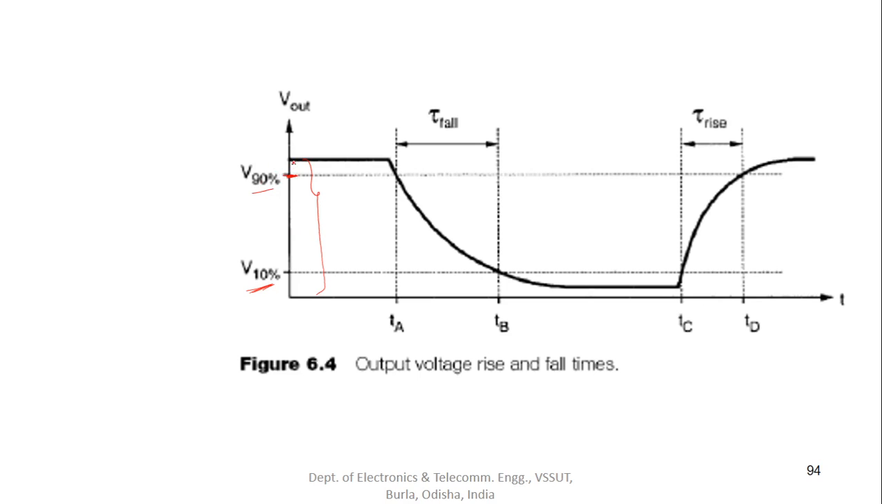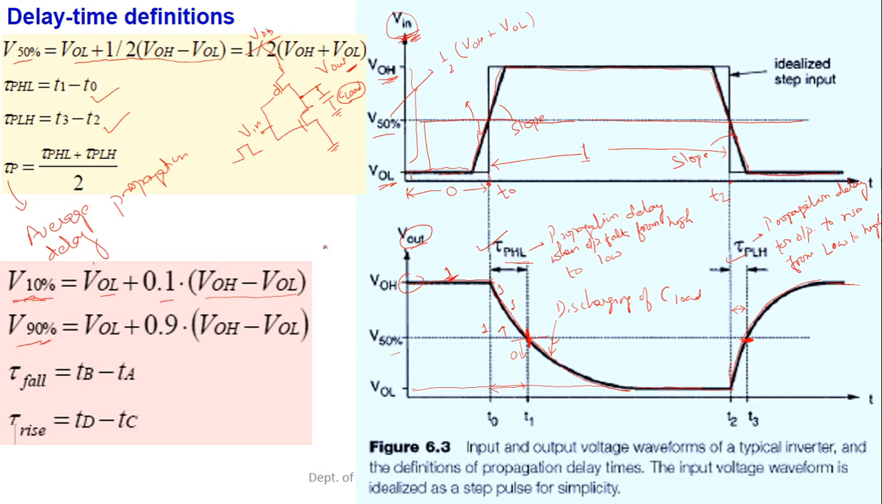So this is 90%. Here it is assumed that this is the VOL value, so VOL is not 0 here. This is VOL, and this is VOH. So this is the definition for V 10%, and this is, by definition, V 90%. And we can define a fall time and rise time accordingly.